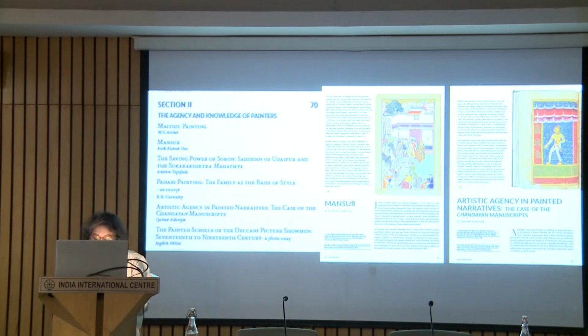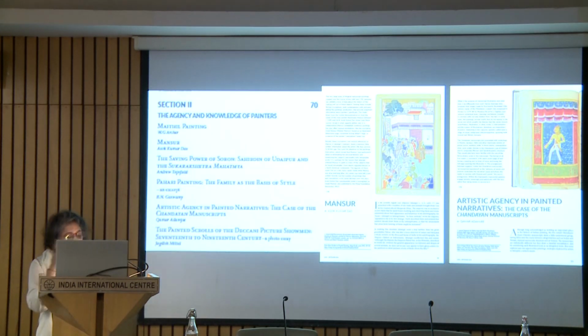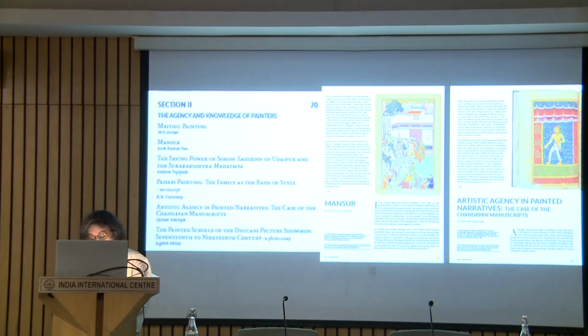Section 2, Agency and Knowledge of Painters, shows that painting styles arise and transform as a result of multiple factors that are in large part external to the physical making and makers of art. The fixation on a very small subset of apparently exceptional makers remained operative within the larger discipline of art history during the late 20th and the early 21st century, not just within the context of South Asian art history, but even beyond. And that is the time when studies by Ashok Kumar Das and Andrew Topsfield of the well-known painters Mansoor and Sahibdeen were published.